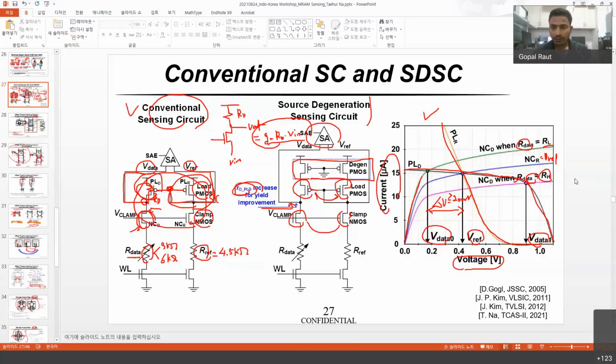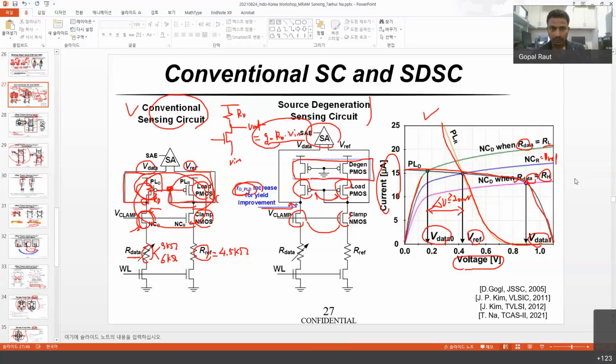Okay. So if you see those characteristics, there is a green line, a blue line, and a third one, three current lines. If you see the distance at the end, at 1 volt, the distance between these three curves looks similar.